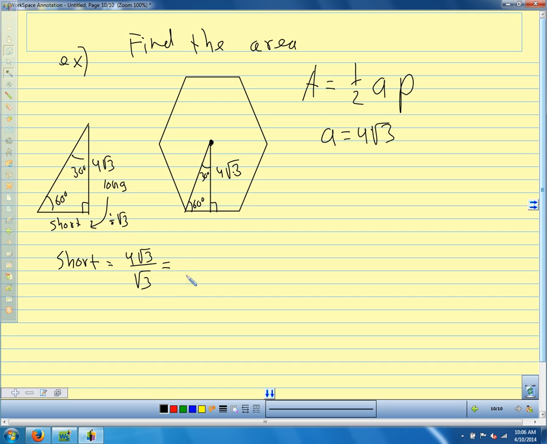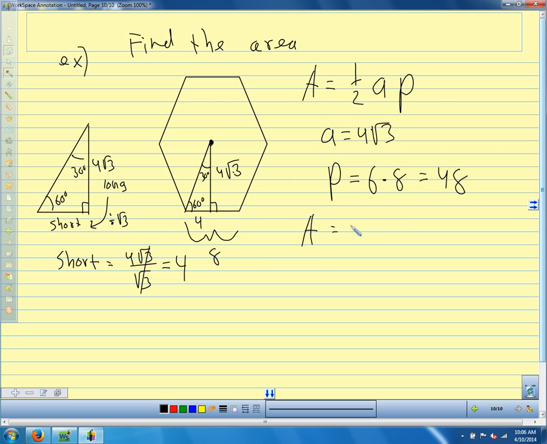And what does that give us? Anything divided by itself is 1. Those cancel, right? We just end up with 4. So this piece is 4. So the whole side is 8. So our perimeter is 6 times 8 equals 48.